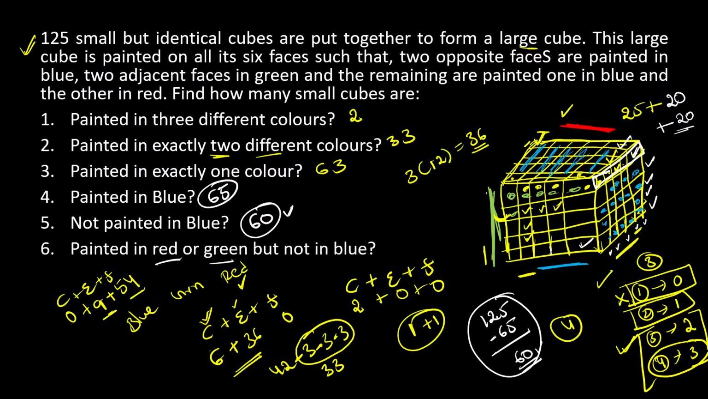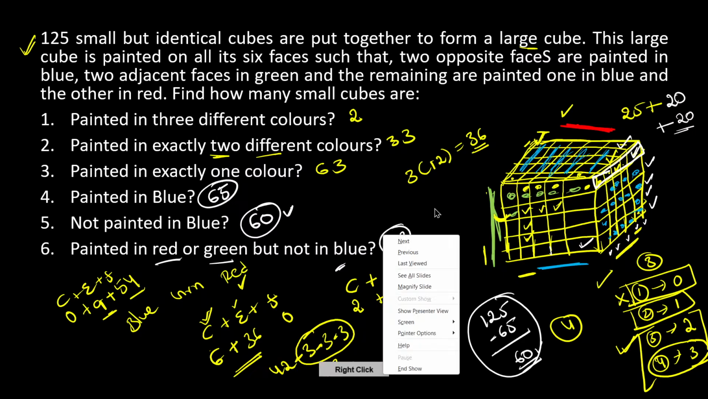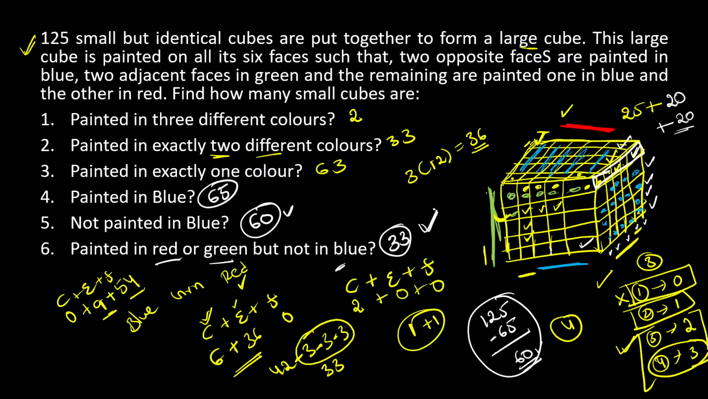Same is the case with this question as well. But this time, we need to understand that among these 60, we have some cubes which are not painted at all. Those cubes being 27. So 60 minus 27, our answer is going to be 33. So cubes which are painted in red or green but not in blue are going to be 33.